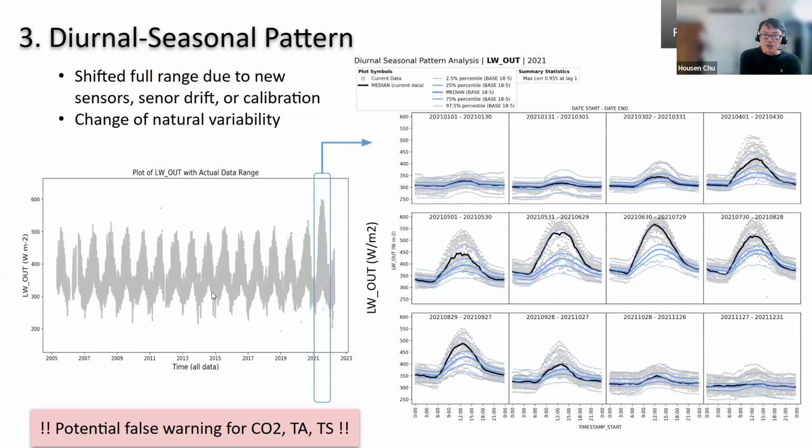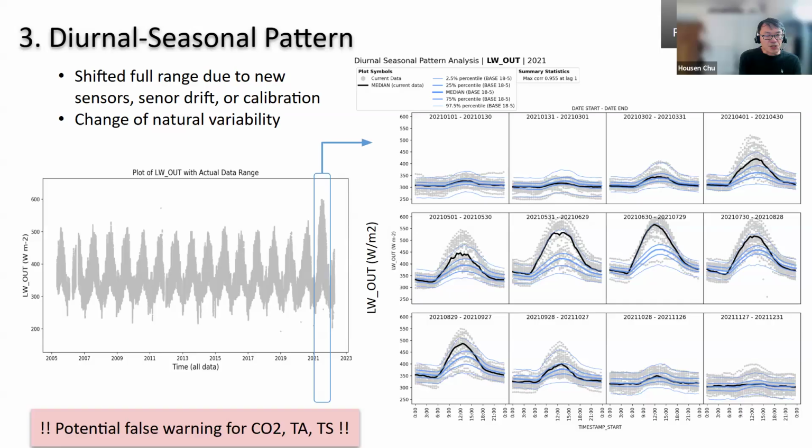This is another case of how we use this check. This is longwave outgoing. This site has more than 10 years of data. And if you look closely, all the new data seems to have a larger longwave outgoing this year compared to the previous record, right? If you look back at the time series, this is a time series over multiple years. Again, this confirms this year has a much higher longwave outgoing.